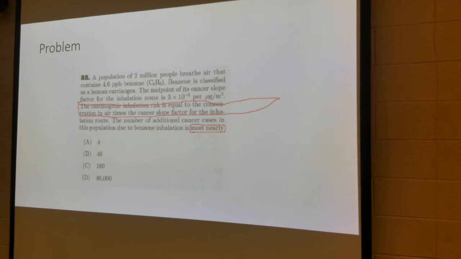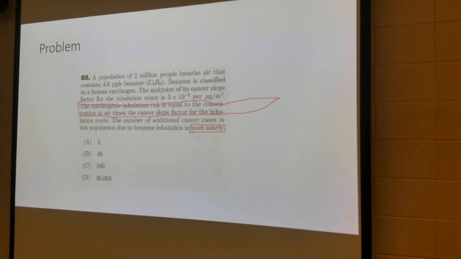So really, there's no way to get to a number where you wonder which one is A or B. There's a big difference between the alternatives. So how do we even start this problem? Well, we have the midpoint of the cancer slope factor, and we have the concentration of benzene, but in ppb. We don't have the concentration in moles per liter or milligrams per liter. ppb is actually not a concentration for engineering calculations. We are going to convert that into something useful.